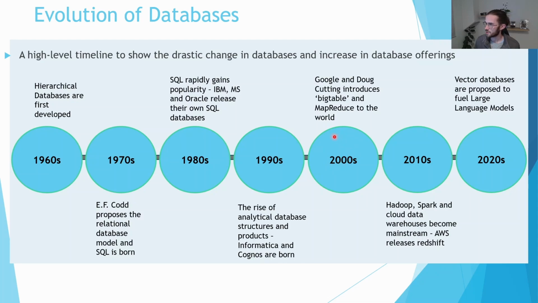Then in the 2000s, we had the advent of kind of big data. Doug Cutting and Google introduced Bigtable and MapReduce to the world. And you've probably come across Hadoop, the Hadoop ecosystem if you work in data to manage big data. This really picked up traction in the 2010s. Tools like Hadoop, Spark, and cloud data warehouses became more mainstream. Throughout this time, you also had AWS releasing products like Redshift to help you with big data. And now in the 2020s, we've gotten vector databases to fuel our large language models like ChatGPT or Claude.